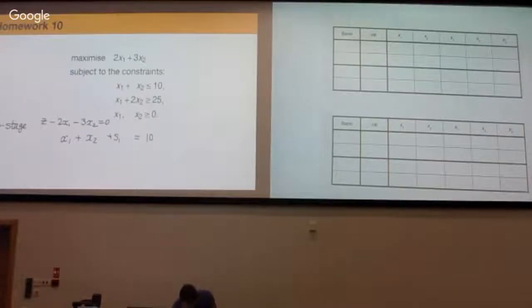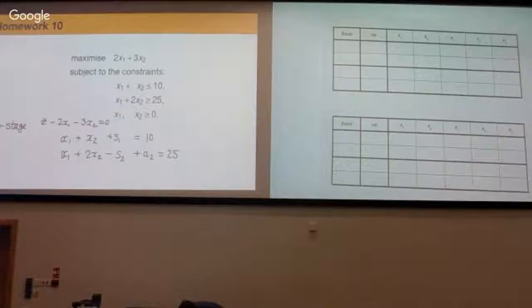The second constraint, however, we do x1 plus 2x2. Now, because it's greater than or equal to, this is more than 25, think. So we have to take away something positive to get 25. That's why we are subtracting this s2. That's called a surplus variable. And what we said was that in that case, we need to add an artificial variable. And so this is going to be 25.